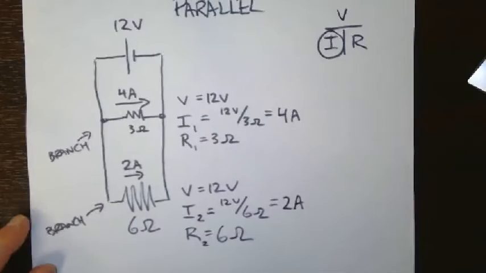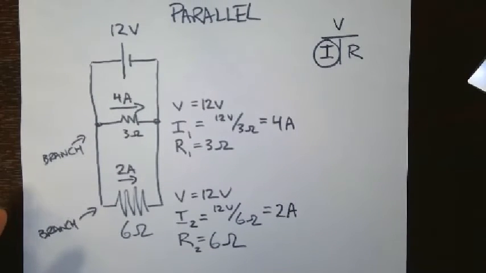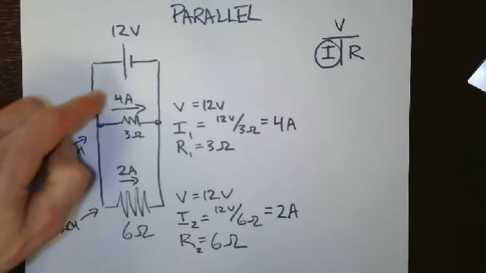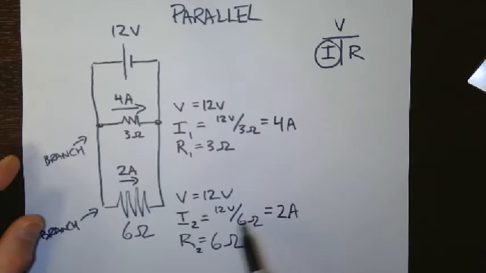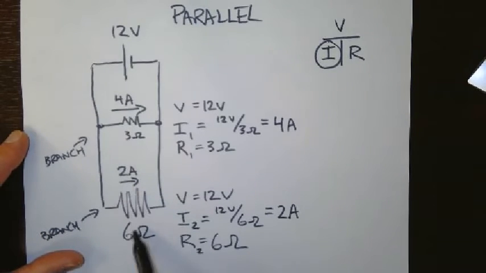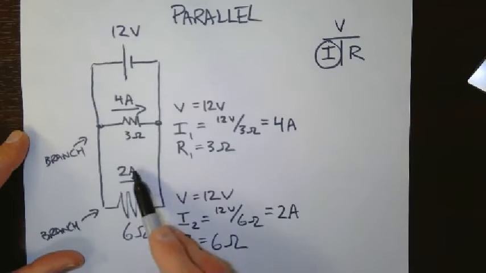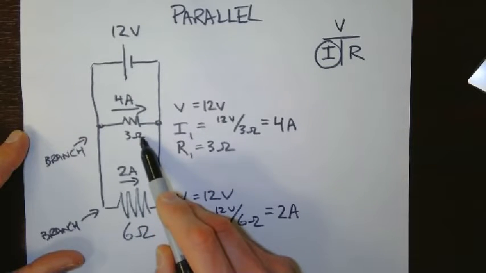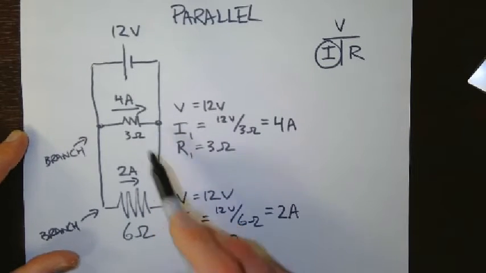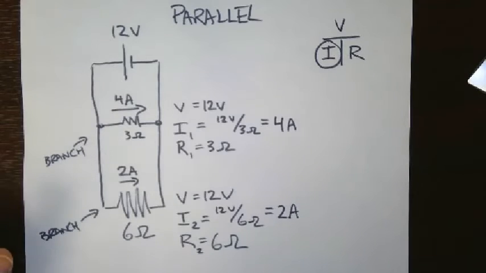Did I make a mistake? Maybe you should think about that, right? Why did you get 2 different numbers here? But if you think about it, it should make sense. Because I have less current going through the bigger resistor, 2 amps and 6 ohms, and more current going through the little resistor, 4 amps through 3 ohms. So this actually does make sense.